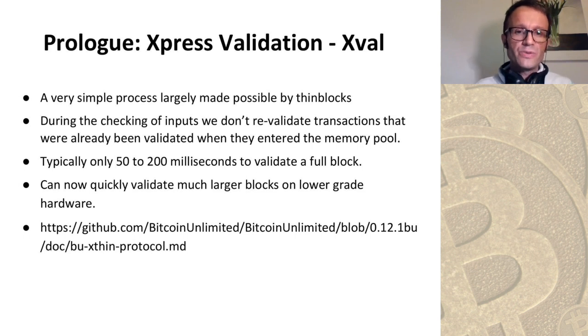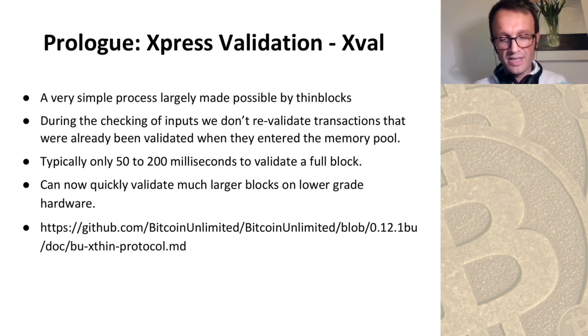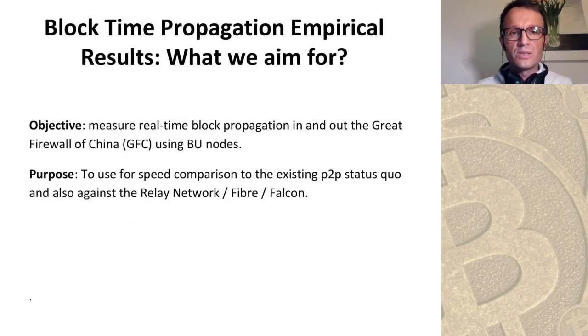So, now that we have given an overview of how Xthin and Xval work, we can move to the proper test and the results that we collected. What's the objective of our test? Measuring the real-time block propagation in and out of the Great Firewall of China using BU nodes. The purpose of this collection is to have a measure of propagation time to compare to other existing TCP techniques to improve propagation time, like, for example, the relay network.